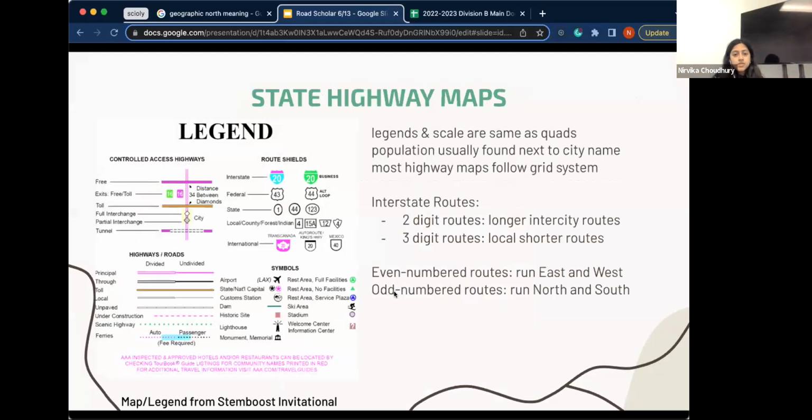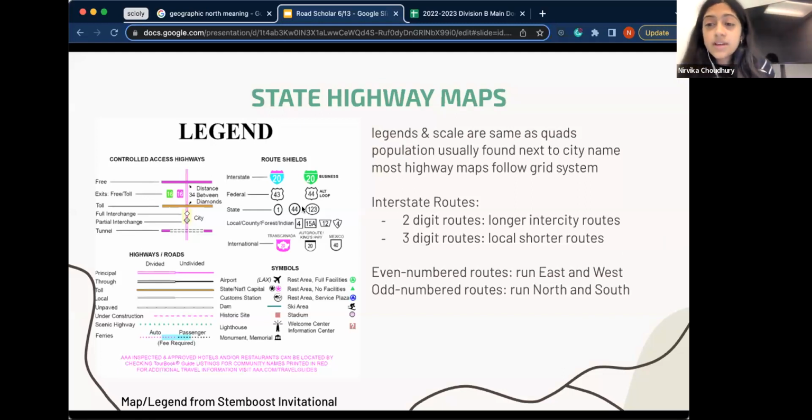Okay, state highway maps. These are the really fun ones in my opinion, probably because I do these ones. Legends and scales are the same as quads. Population is usually found next to the city name. Most highway maps follow a grid system. So here you can see the interstate logo, and you'll see a bunch of principal divided highways. You should know how that looks just by looking at your legend, and it shows you symbols, which you'll have to identify a lot of times on your test.